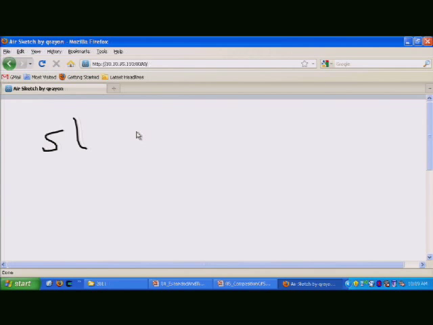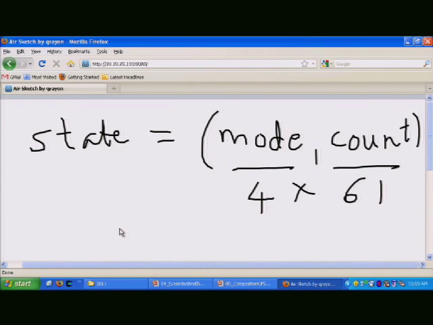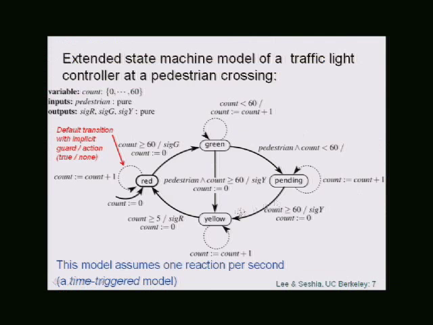When you're in the pending state, the count can go even higher. Let me remind myself of that model. When you're in the pending state, the count can just go up, right? So this is a good question again. If you're in the pending state, you have this edge which is count greater than or equal to 60. In principle, you would think the count can go beyond 60, but under the assumption that we take a transition as soon as the guard is enabled, the count doesn't exceed 60.